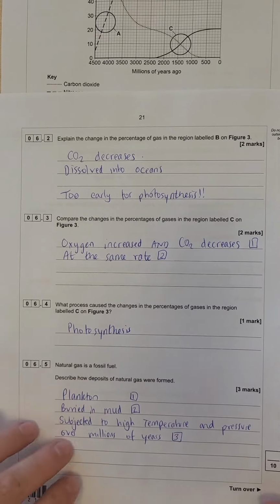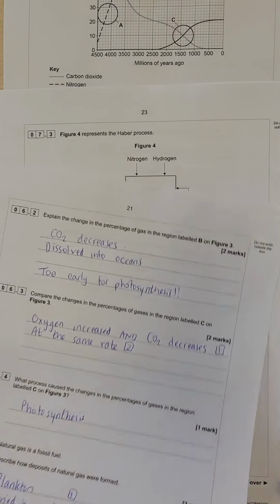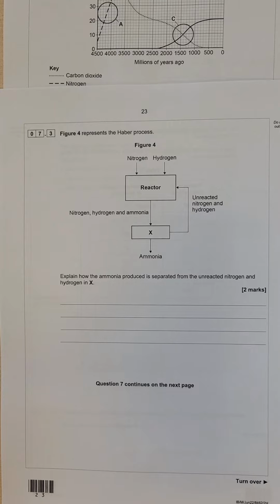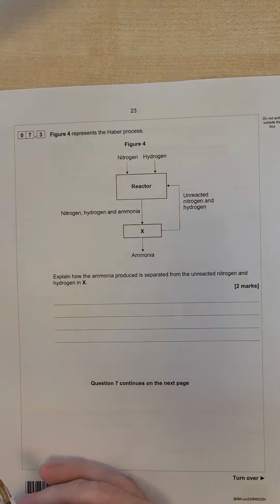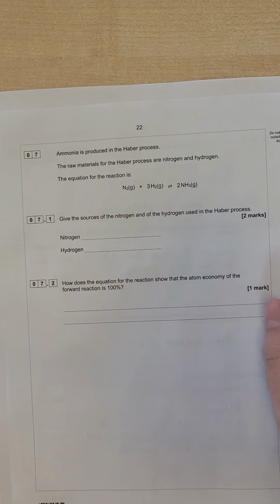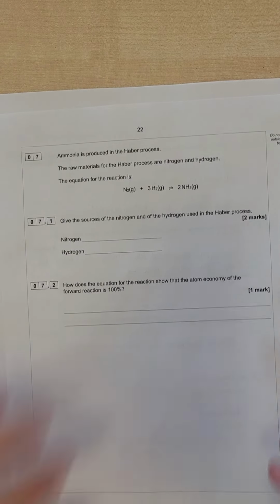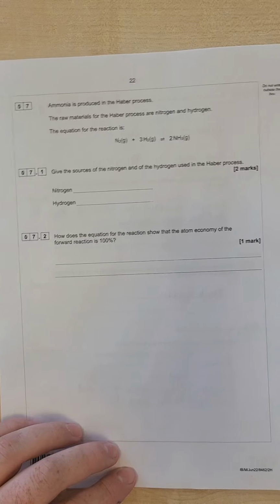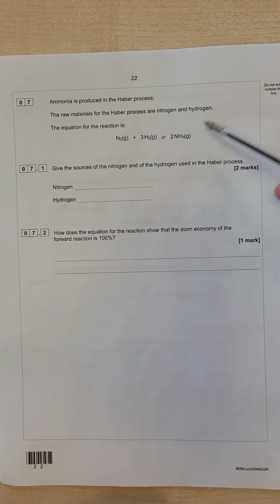I don't get it, whoever will. Okay, I've just lost this page, that's what confused me. Page 22, we're on to start of question 7. We're on to Haber process, which is very much towards the end of the course. And we're given the reaction equation at the top.